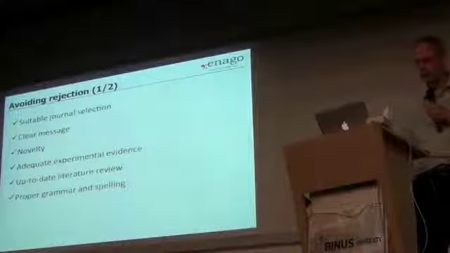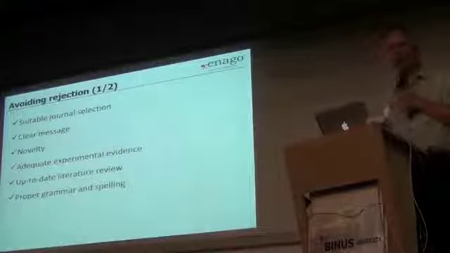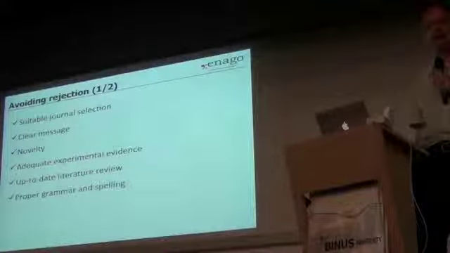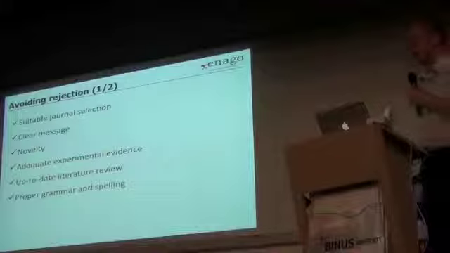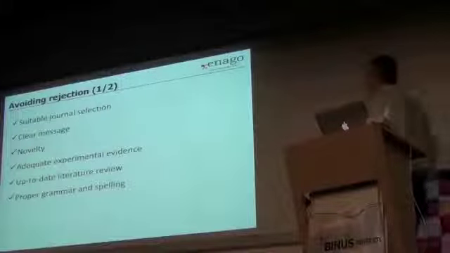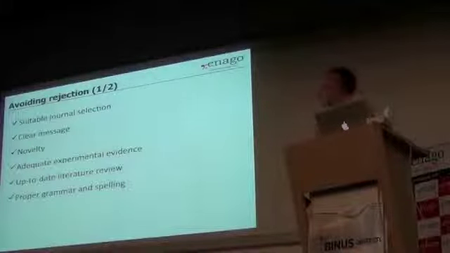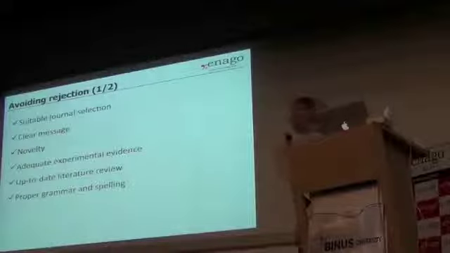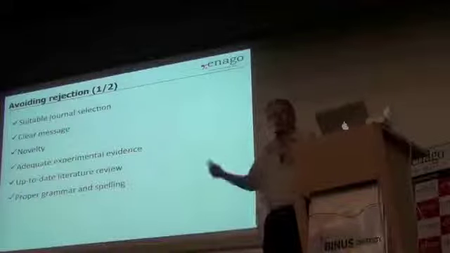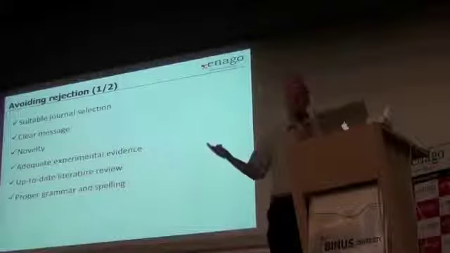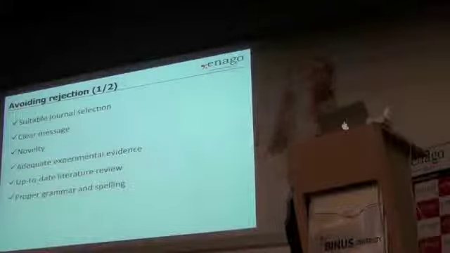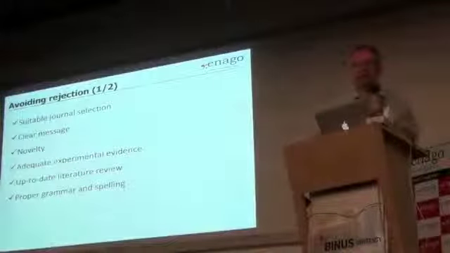Right, so how can we go about limiting the consequences of rejection? How do we avoid rejection? First of all, we talked about this morning, select the right target journal for your research, the right audience, the right aim and scope, the right amount of novelty and urgency in your work.